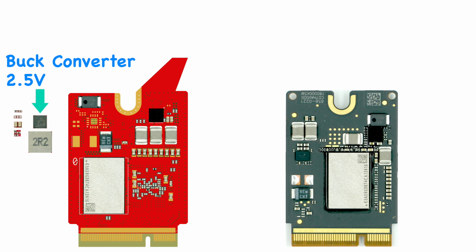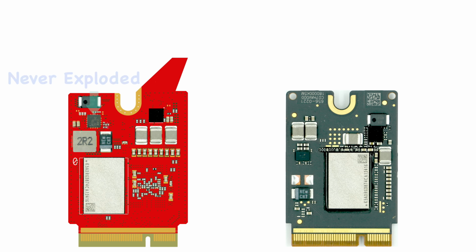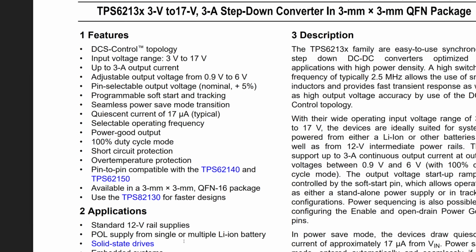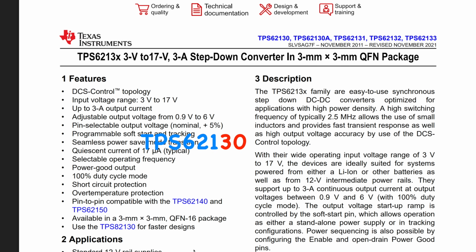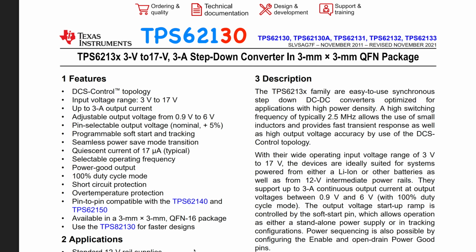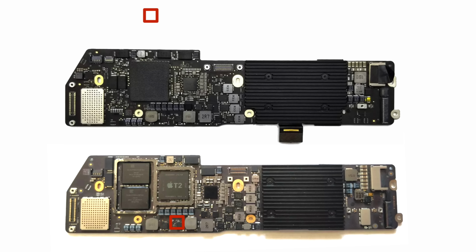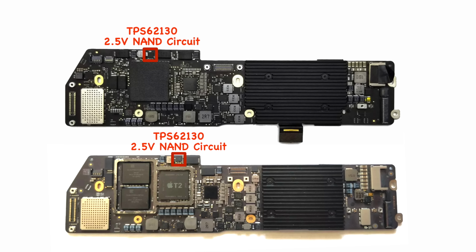And the last piece of the puzzle is the buck converter to supply 2.5V to the NANDs here. For this one, we carefully picked an IC that has never exploded in our history of MacBook repair. And this IC is designed to power solid-state drives as described in the technical documents here. And this IC is made by Texas Instruments, the TPS6130. 30, not 80, okay?